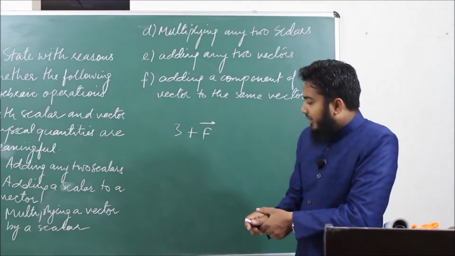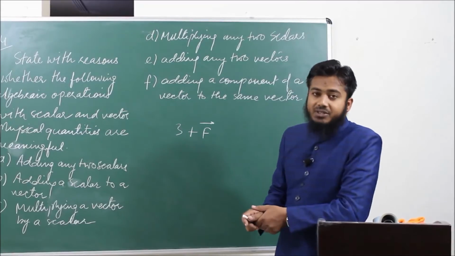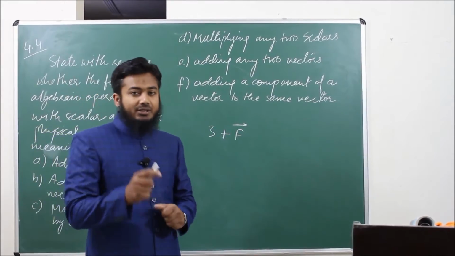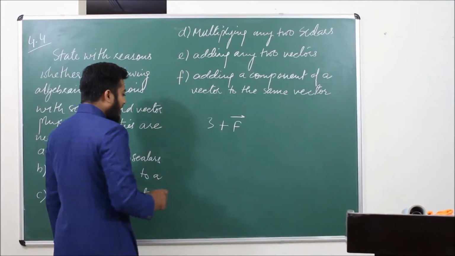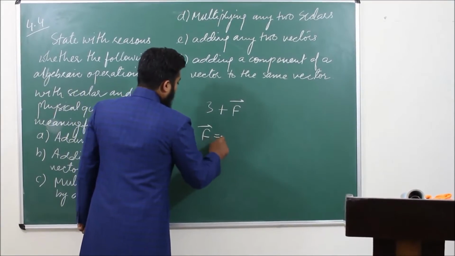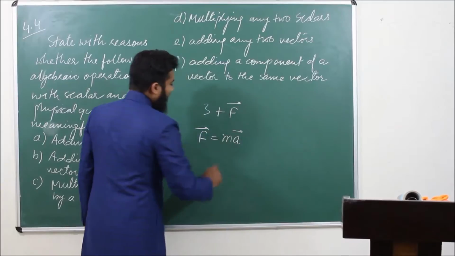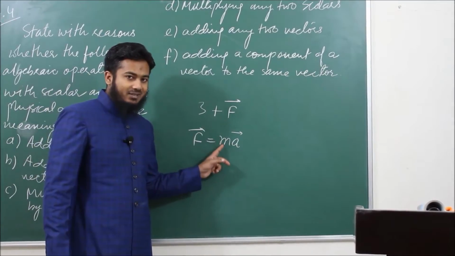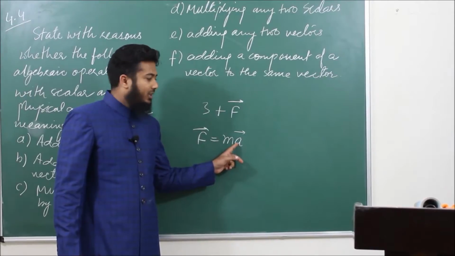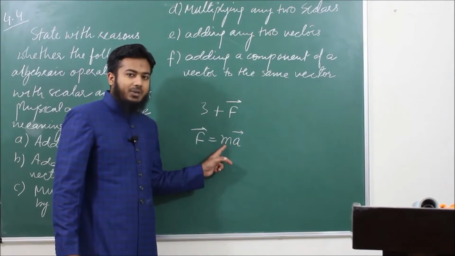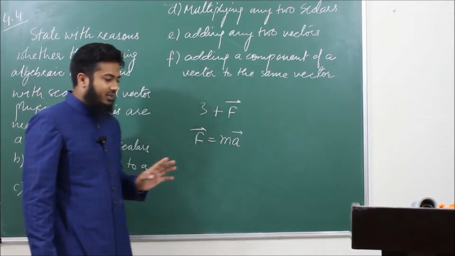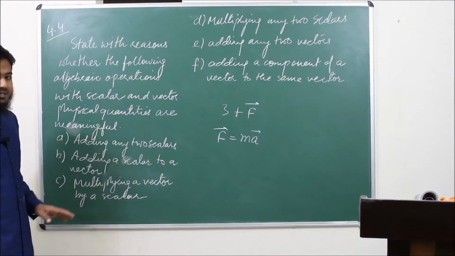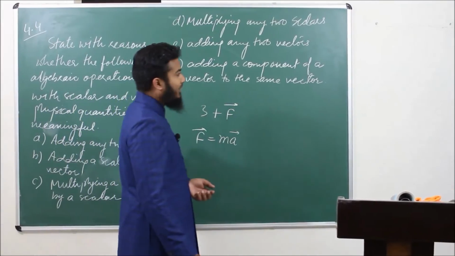Next part is multiplying a vector by a scalar. Yes, we have seen multiplication of a vector by a scalar. We know this formula, F is equal to ma. Here acceleration is multiplied by mass. Mass is a scalar, acceleration is a vector, so a vector quantity is multiplied by a scalar. So this makes sense. Multiplying a vector by a scalar is meaningful.